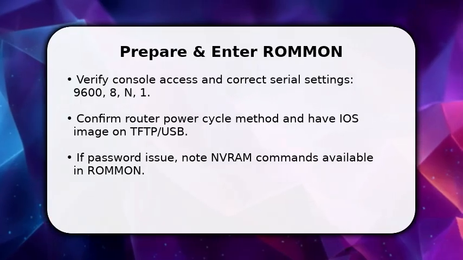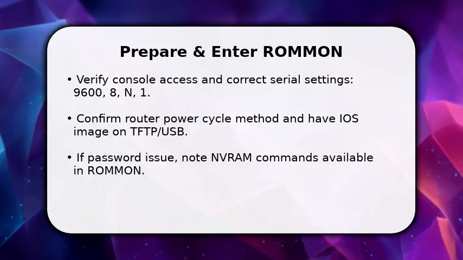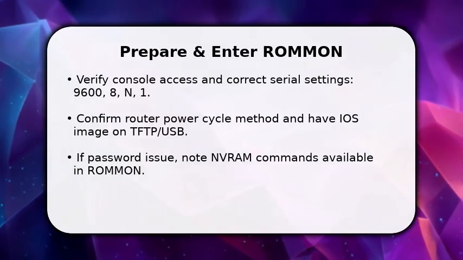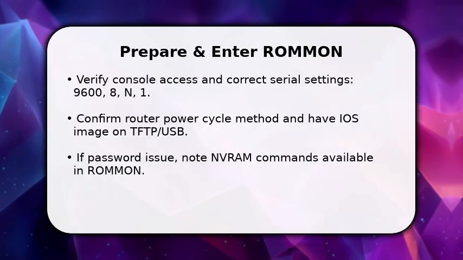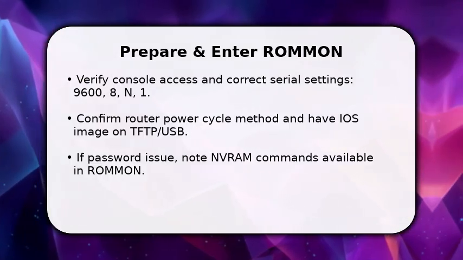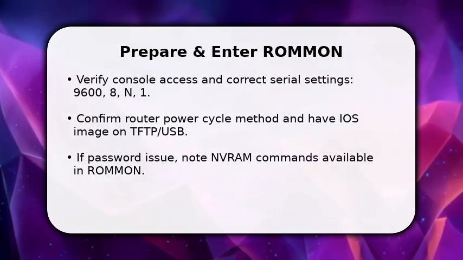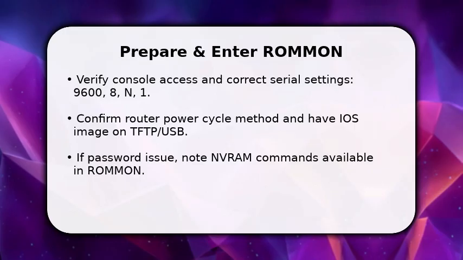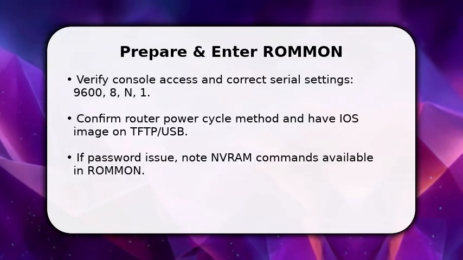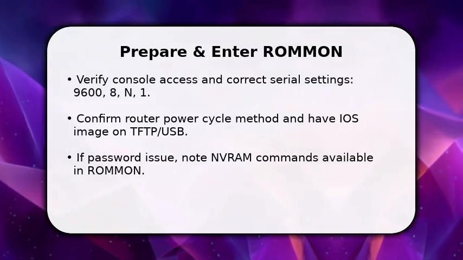You start by connecting the console and powering the router into ROMMON. You must be at the terminal now. Set serial to 9600, 8, N, 1 and power cycle to trigger ROMMON. If you have an IOS image on TFTP or a USB drive, note its file name and IP parameters. This lets you boot immediately.